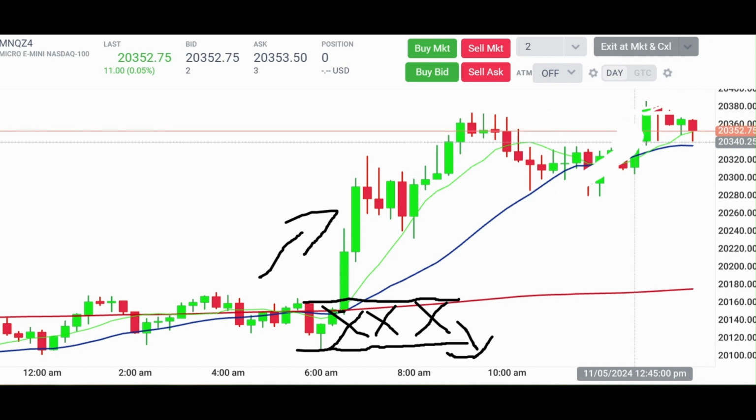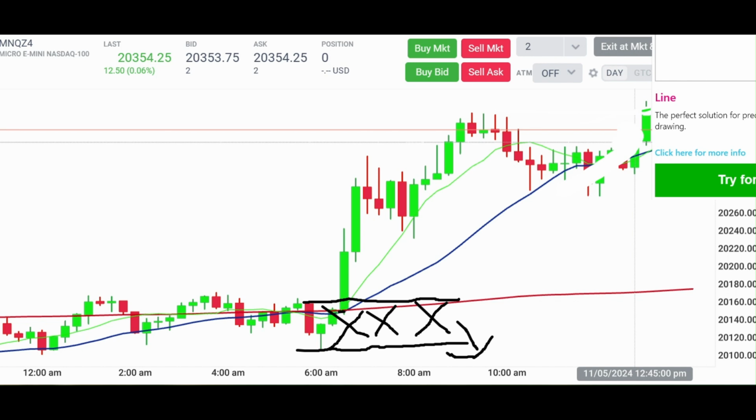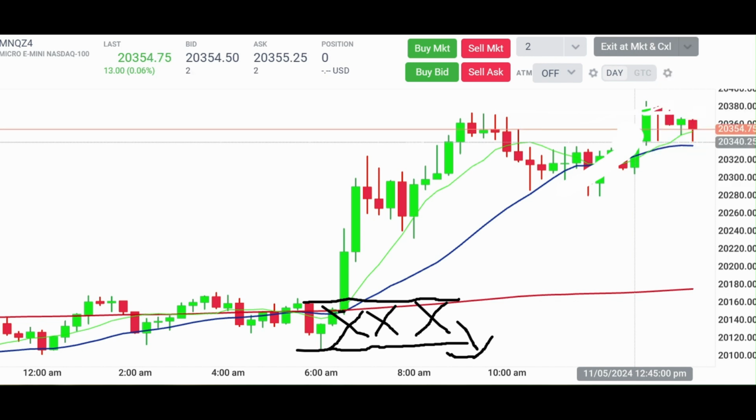Bam! What do you see right there, everybody? Look at that. The first bar of the day. The first bar of the day. Meeting us right here. Bam!